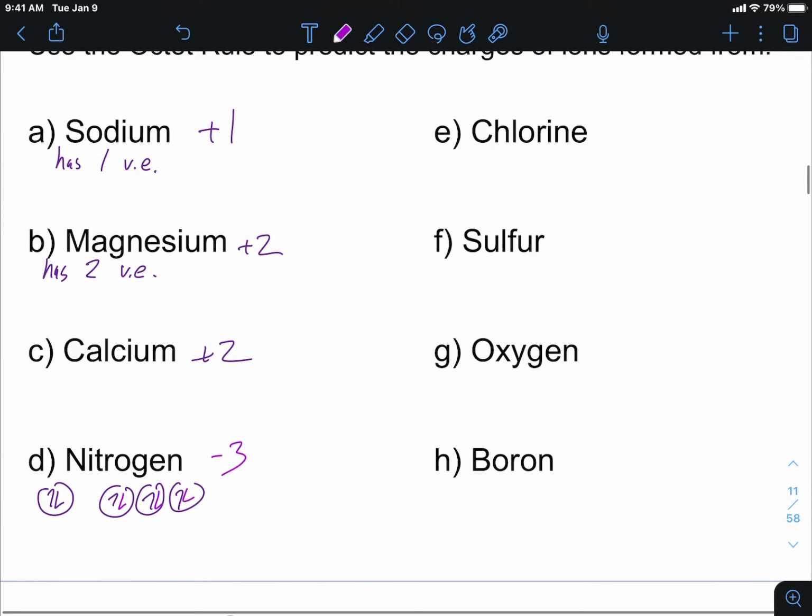So chlorine. How many valence electrons in chlorine? 7. Does chlorine have a high or low electronegativity? High. So its choices are either lose 7 or gain 1. It's not going to lose 7. It's going to gain 1. It's going to be a -1 charge. What about sulfur? How many valence electrons in sulfur? 6. So what's its charge? +6 or -2? -2.